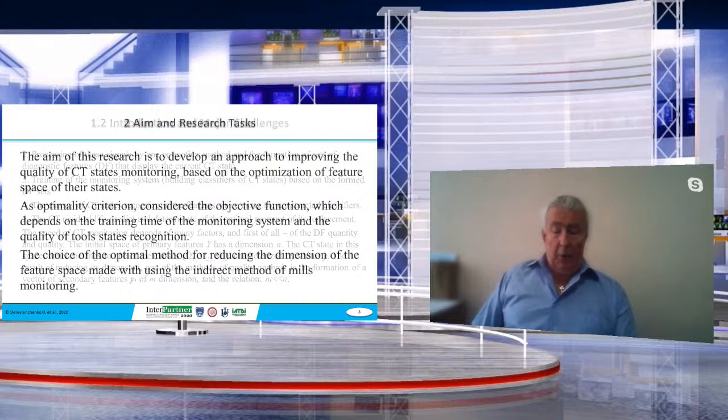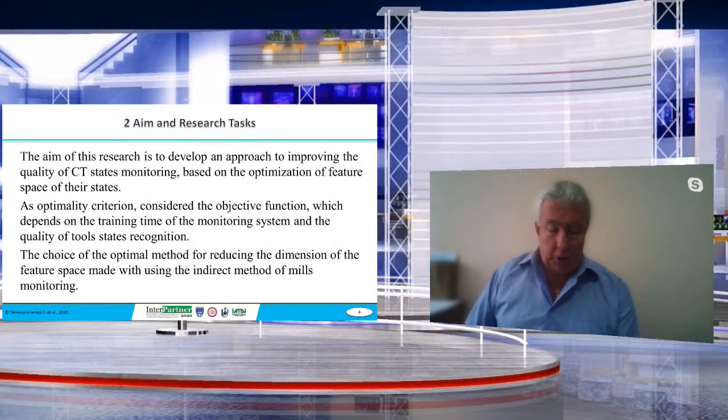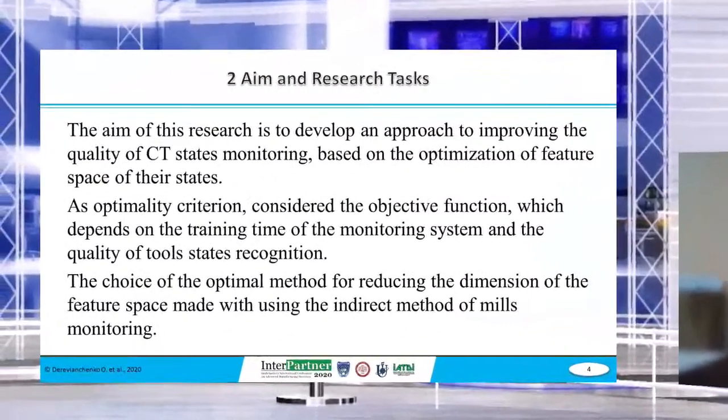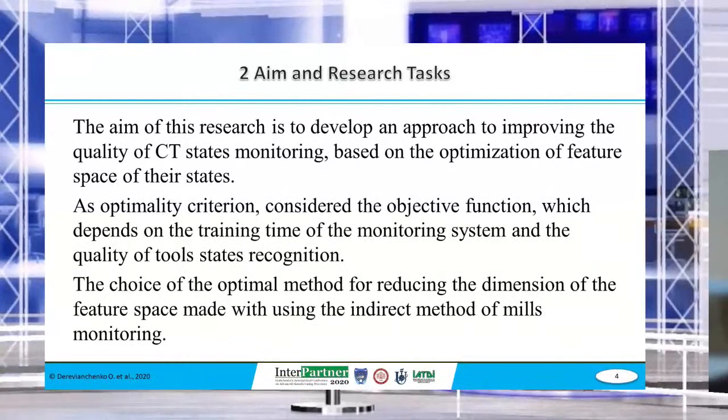Next slide, please. The aim of the research is to develop an approach to improving the quality of cutting tool state monitoring based on the optimization of the feature space of these states. As the optimal criterion, consider the objective function which depends on the train time of the monitoring system and the quality of tool state recognition. The choice of the optimal method of reducing the dimension of the feature space may be made using the indirect method of monitoring.